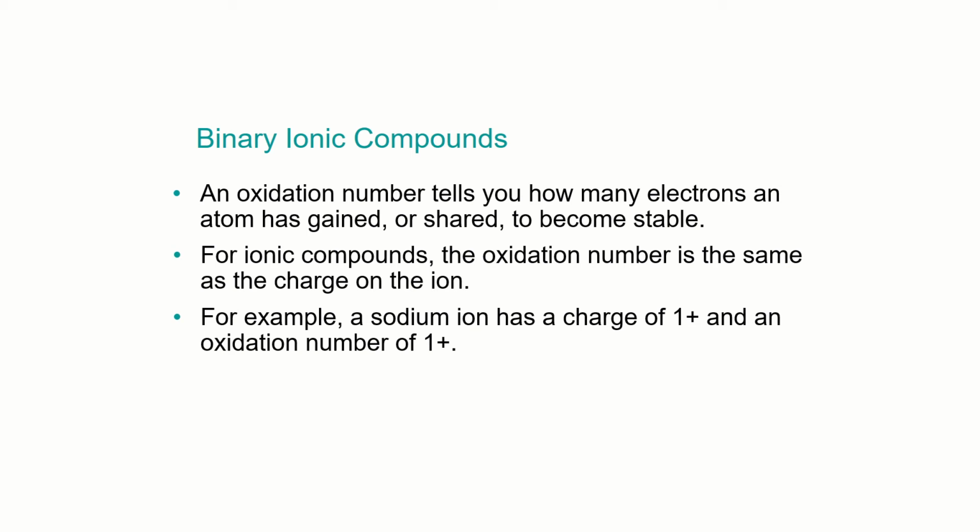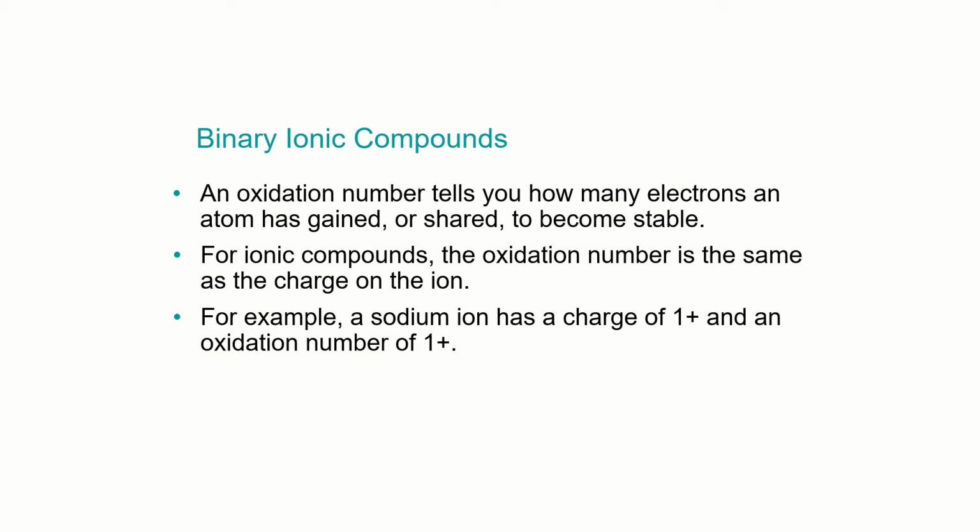In this lecture, we speak about how to write formulas for compounds. The way we start with this is with the binary ionic compounds. The word binary means two, right? And ionic compounds means gaining and losing electrons.